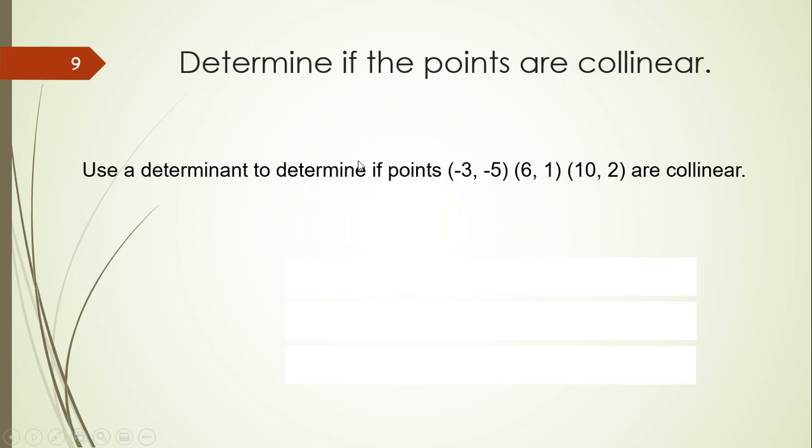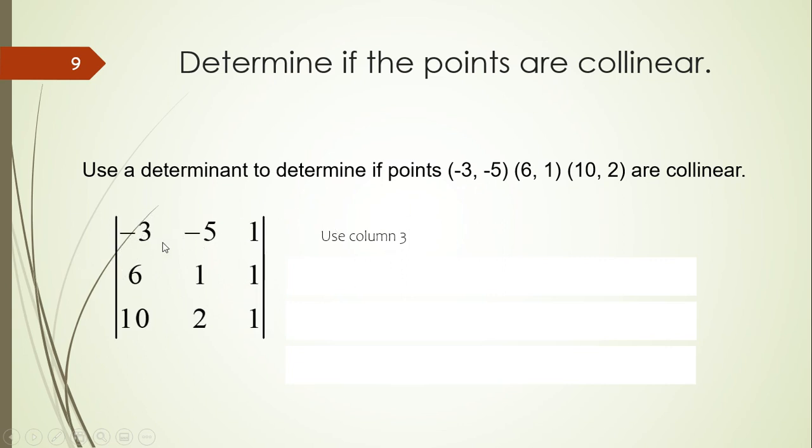All right, we'll use the determinant to determine if these 3 points, negative 3, negative 5, 6, 1, and 10, 2, are collinear. So again, negative 3, negative 5, 1, 6, 1, 1, 10, 2, 1. I'm going to use column 3. So 1 times the determinant of this matrix that's left over, minus 1 times this matrix, negative 3, negative 5, 10, 2, plus 1 times this matrix, negative 3, negative 5, 6, 1. So I'm going to calculate what this is equal to.